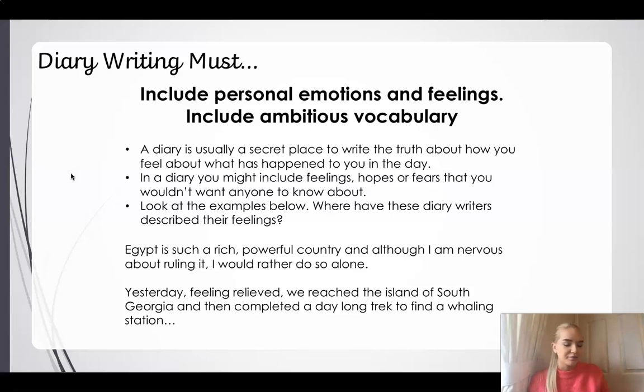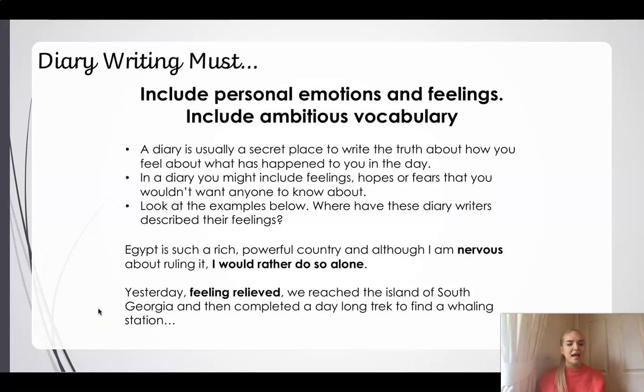Off you go. Okay, how did you do? Did you find that where it says, I am nervous, I would rather do it alone? Feeling relieved. These are all feelings, emotions, how this diary writer is feeling. These are personal thoughts. Now, did you spot some ambitious vocabulary? A rich, powerful country. What's this an example of? That's right, an example of an expanded noun phrase. Now, we have another ambitious vocabulary here, a whaling station. That's ambitious vocabulary because we are talking about the station being a whaling station.